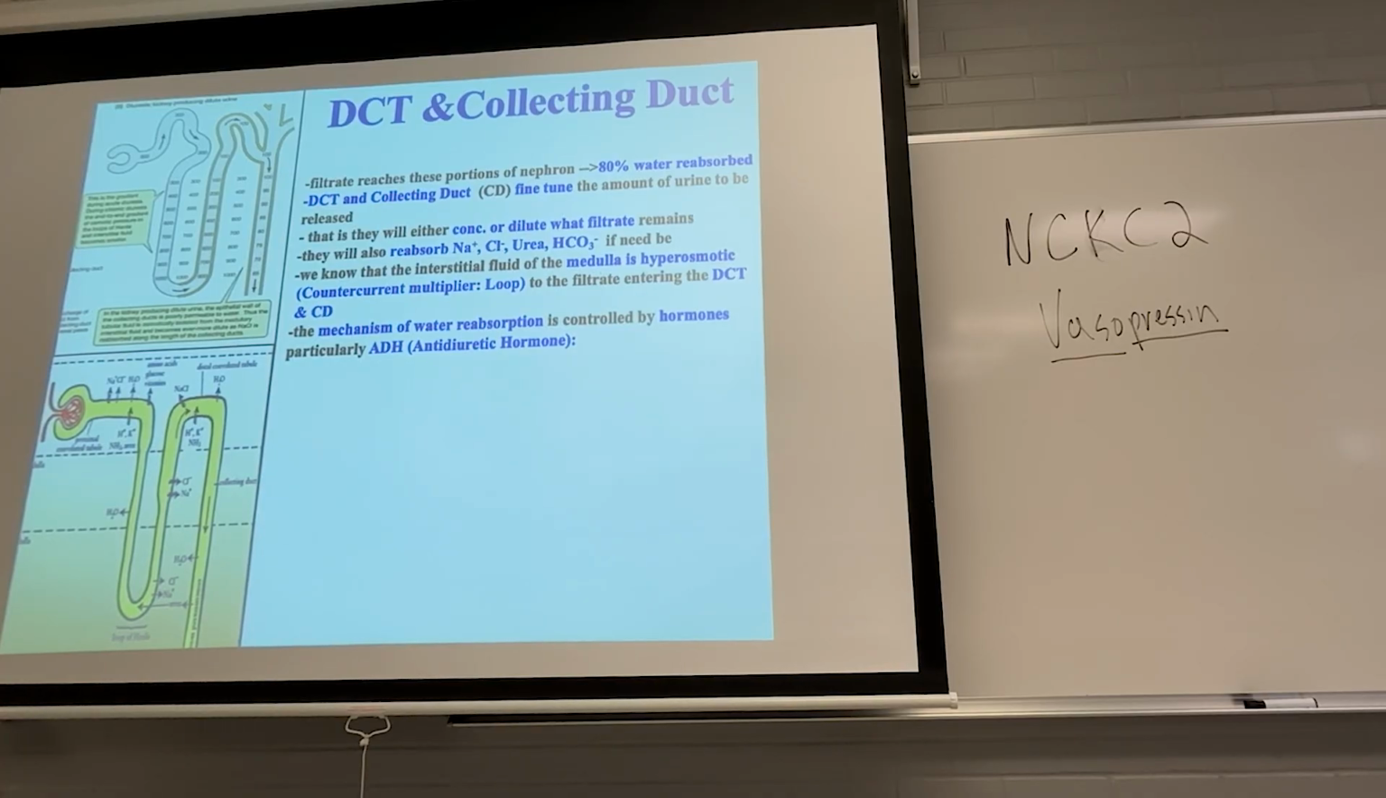Now, before I move to the next slide and talk about the mechanism of ADH, I like this figure here also because it shows you all of the major movement of solute, if you will. PCT versus loop of Henle versus DCT and collecting duct. And so that's kind of a summary figure, if you will, of all of the things that move along the nephron.